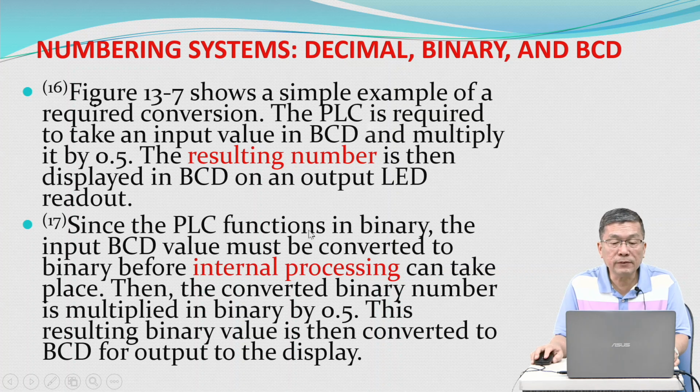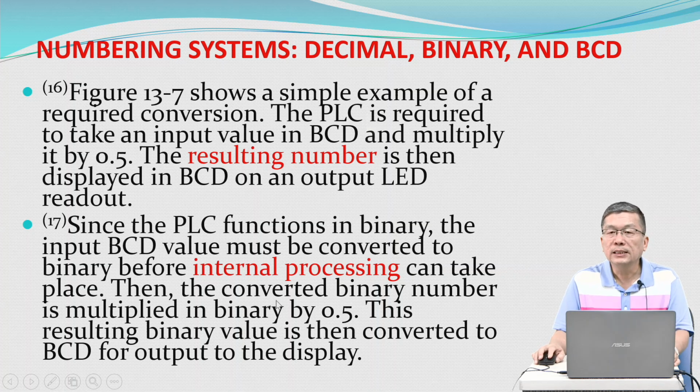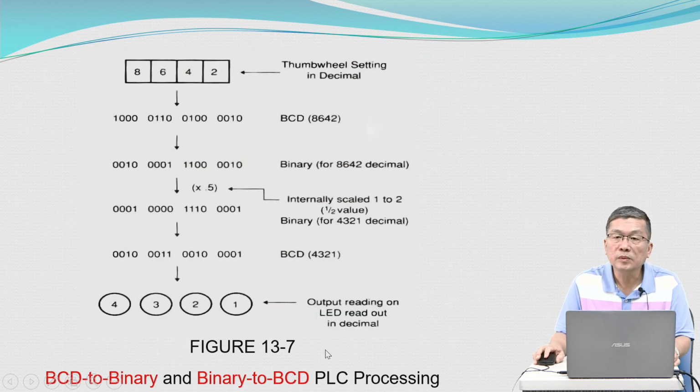Since the PLC functions in binary, the input BCD value must be converted to binary before internal processing can take place. Then, the converted binary number is multiplied in binary by 0.5. This resulting binary value is then converted to BCD for output to the display. This picture shows the BCD to binary and the binary to BCD PLC processing.